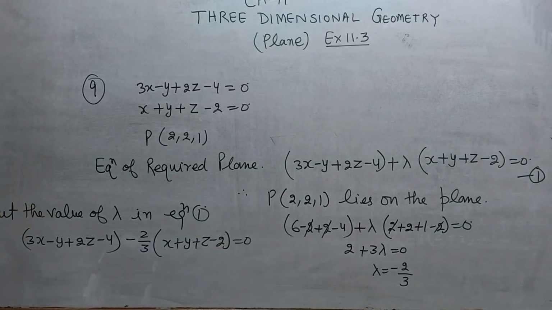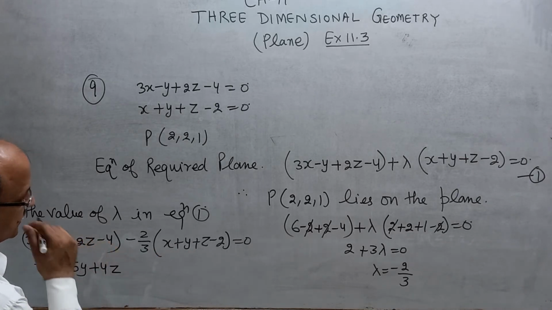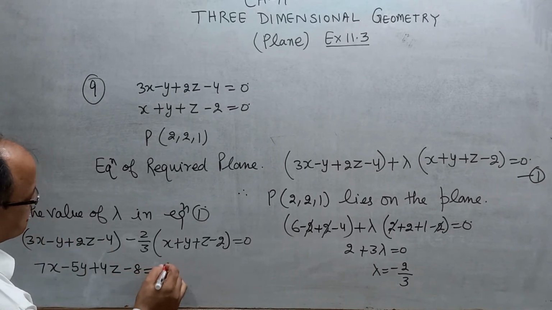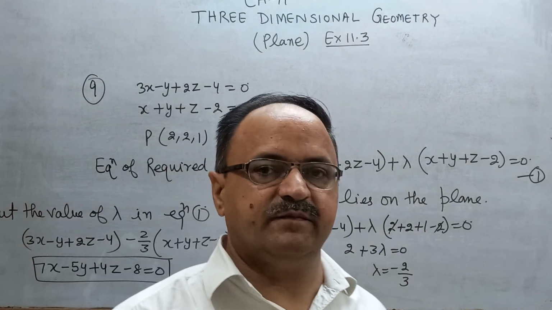When you simplify this equation, 3 threes are 9, 9x minus 2x, that is 7x. Minus 3y and minus 2y, that is 5y. 3 sixes are 6, 6z minus 2z, that is 4z. And minus 12 plus 4, that is minus 8, is equal to 0. This is the equation of the required plane.